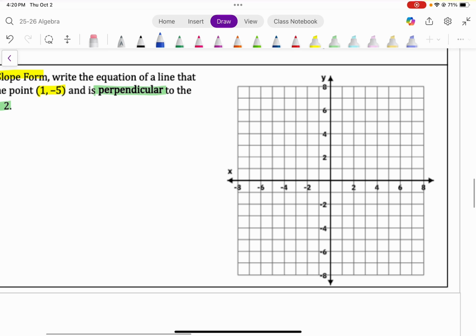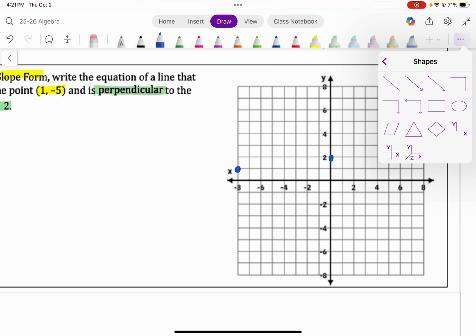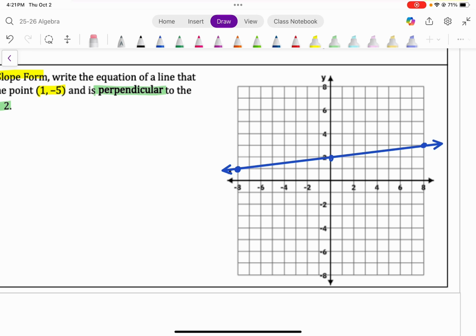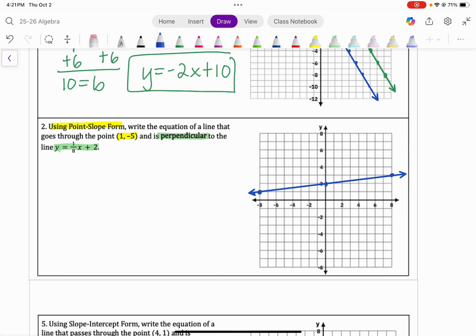So let's start with our given line, 1/8 x plus 2. I'm going to start at 2, go up 1 and over 8, and then go down 1 and back 8 to cover my whole graph. Okay, so not a very steep line. So I'm doing perpendicular slope. If my given slope is 1/8, my perpendicular slope has to be the reciprocal, which will be 8, and since this one is positive, I need my slope to be negative 8. And then I'm going to go through 1, negative 5.